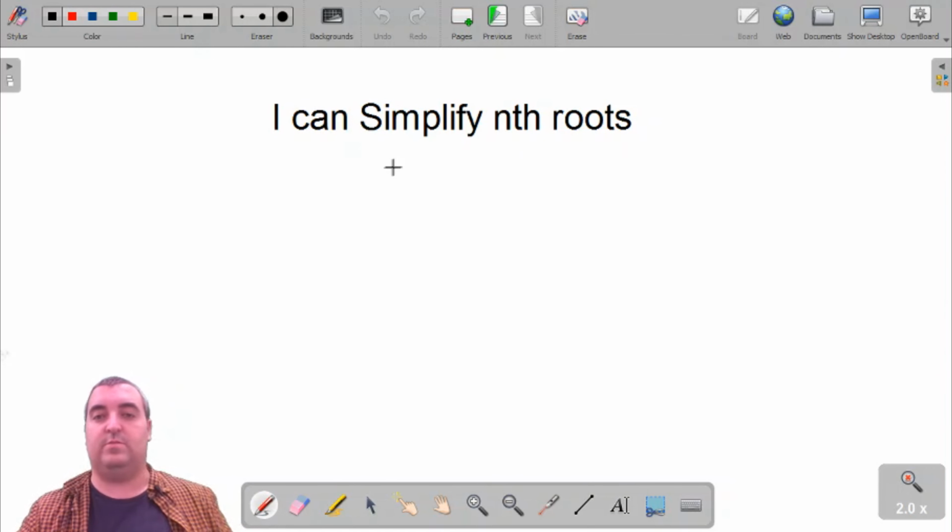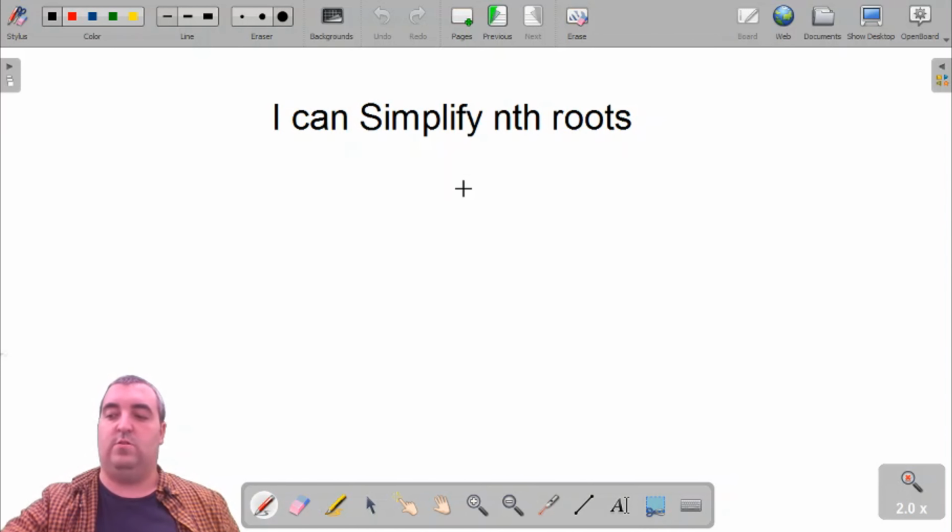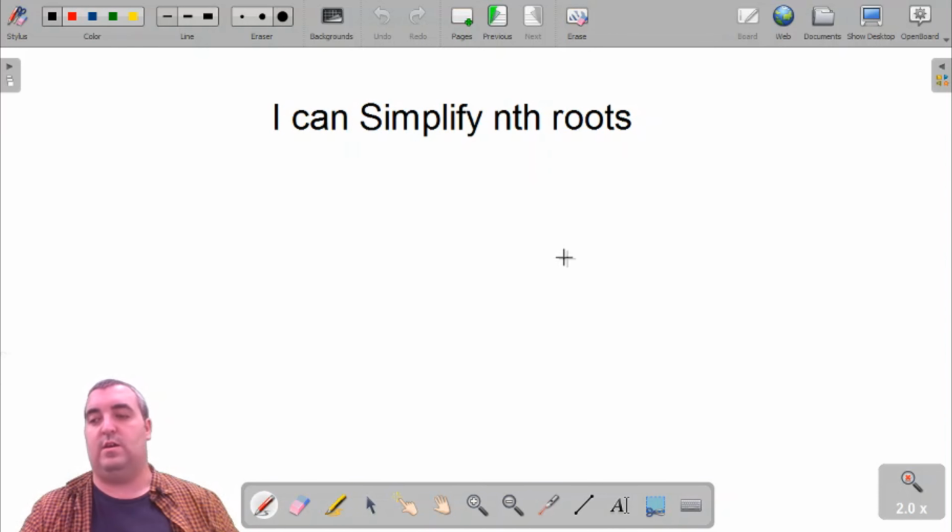Today we're going to talk about simplifying nth roots. So with these, it's going to be some root. We know how to do square roots, so we'll review that real quick and then we'll talk about when it's a higher root.